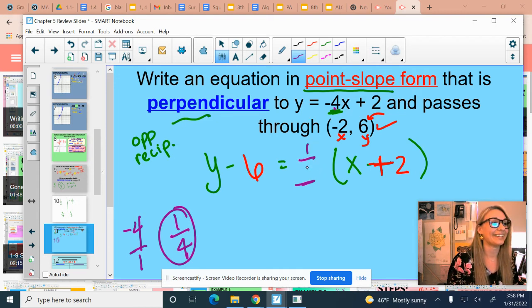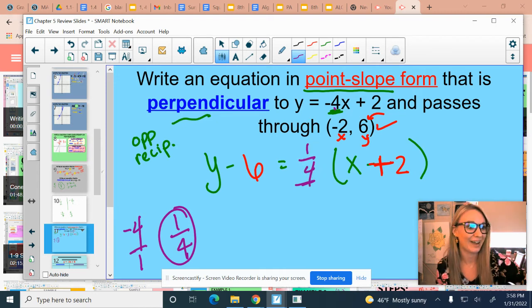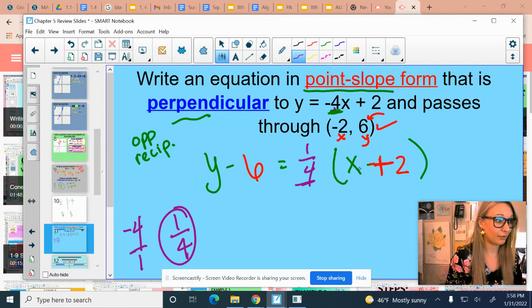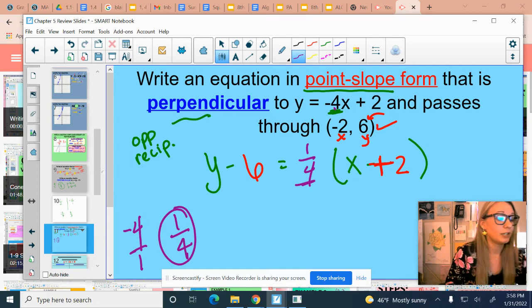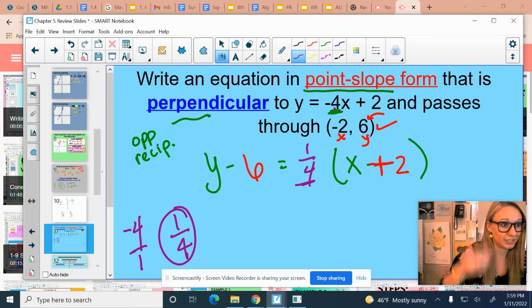Not bad at all. So, recap. We wanted a line in point slope, so we wrote out the whole point slope form. It had to go through this coordinate pair, so we just plugged that in for x and y. And then if it was perpendicular to that -4, you just needed to make it the opposite reciprocal. So positive 1/4.